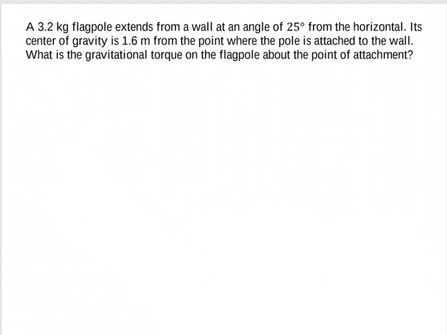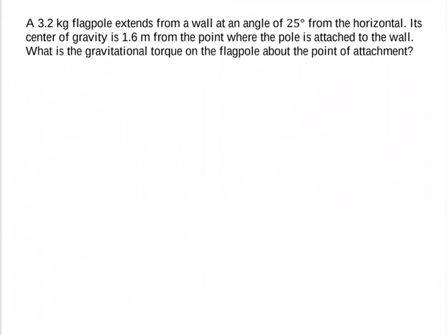Okay. So now a 3.2 kilogram flagpole extends from a wall at an angle of 25 degrees from the horizontal. Its center of gravity is 1.6 meters from the point where the pole is attached to the wall. What is the gravitational torque on the flagpole about the point of attachment? We can draw a picture using all of that information.